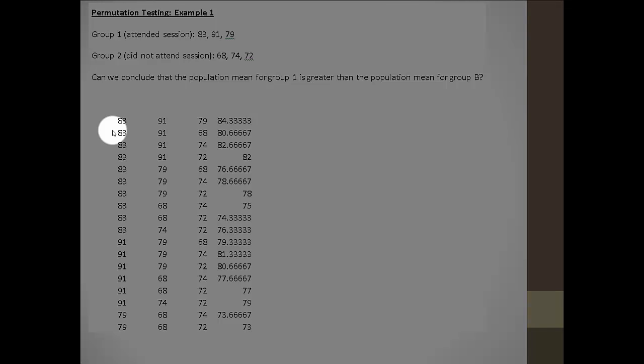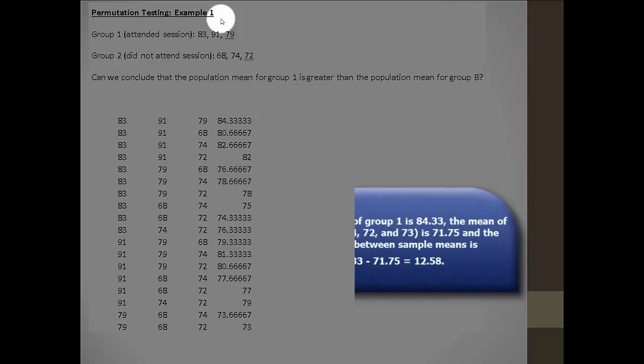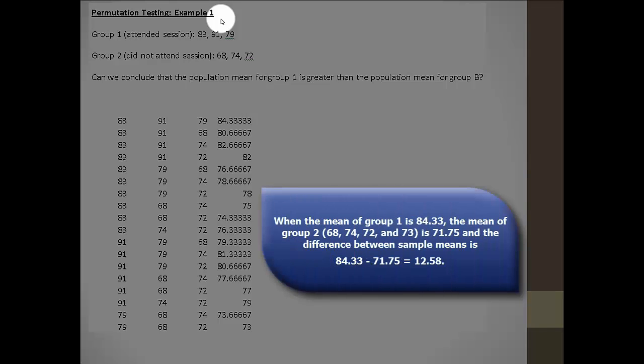Now, this is what you would get, all the possibilities, if we just took those 6 numbers up here and randomly put them into either group 1 or group 2. Here are all the possible combinations you could have for group 1. What we're going to look at now is the likelihood that we would have gotten our result or one more extreme just by chance alone.